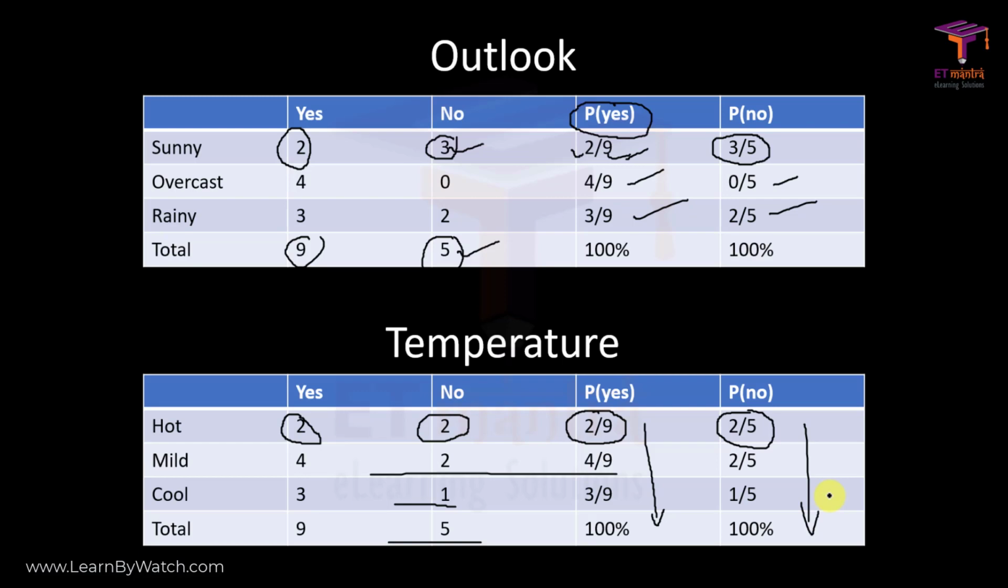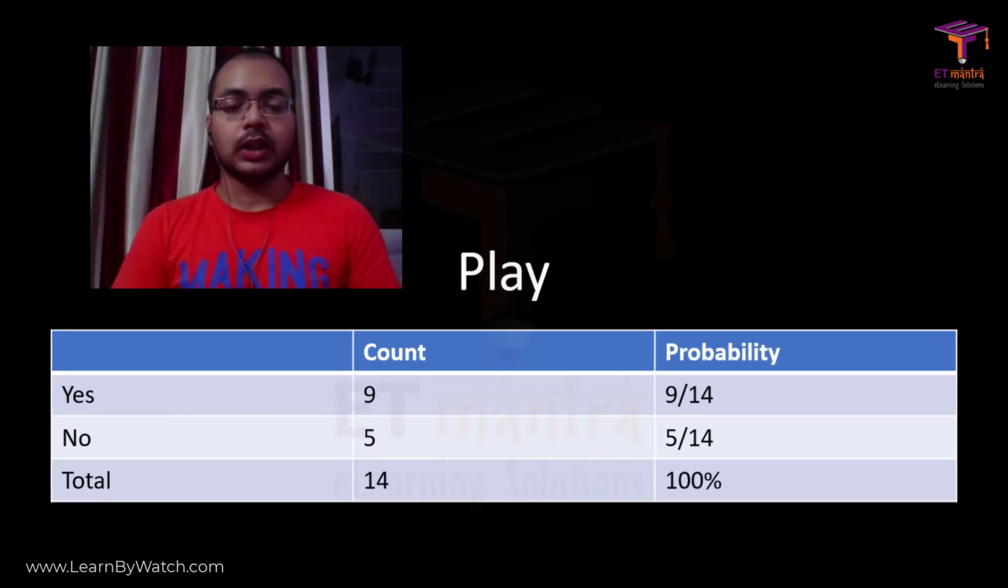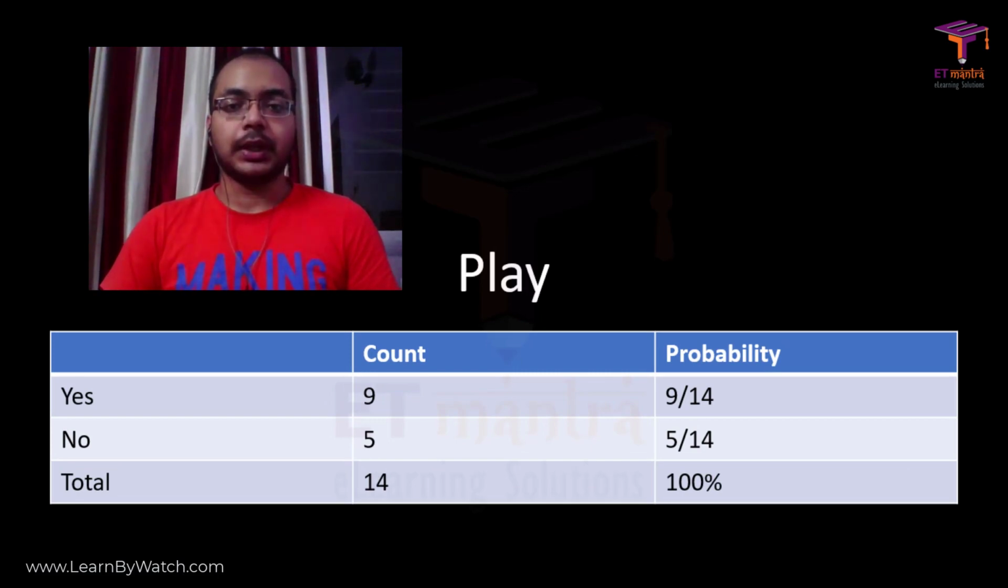Okay, so Outlook and temperature will be our input features for the model. Now let us look at the statistics of our target variable, which is whether the match will be played or not. Here we have the count of the number of days it was yes, which is 9, and the number of days it was not played, which is 5. So the probability of yes is 9 by 14 and the probability of no is 5 by 14. Summing these two we should get 100%.